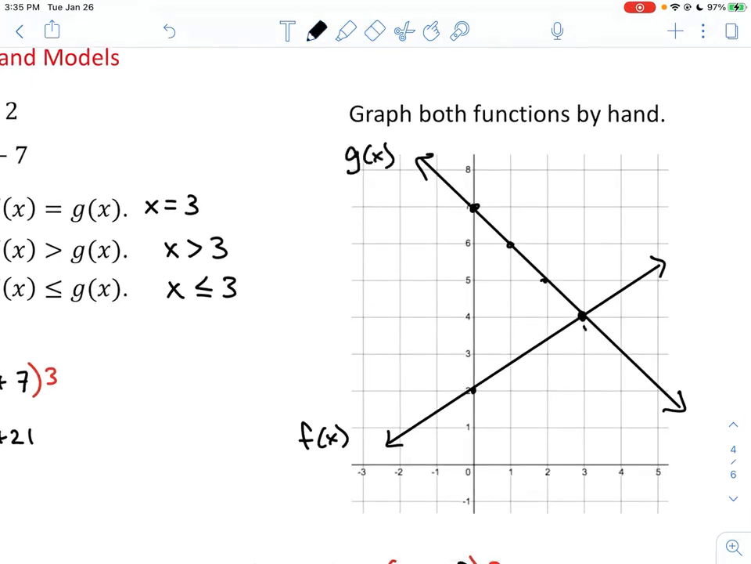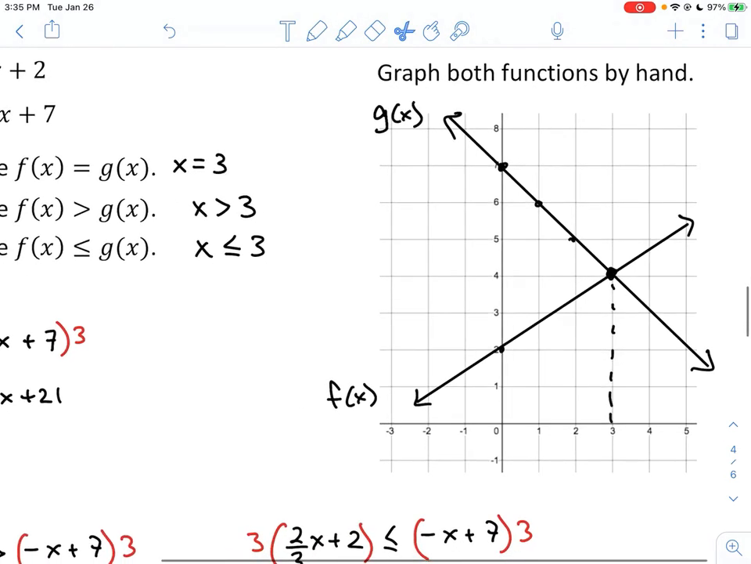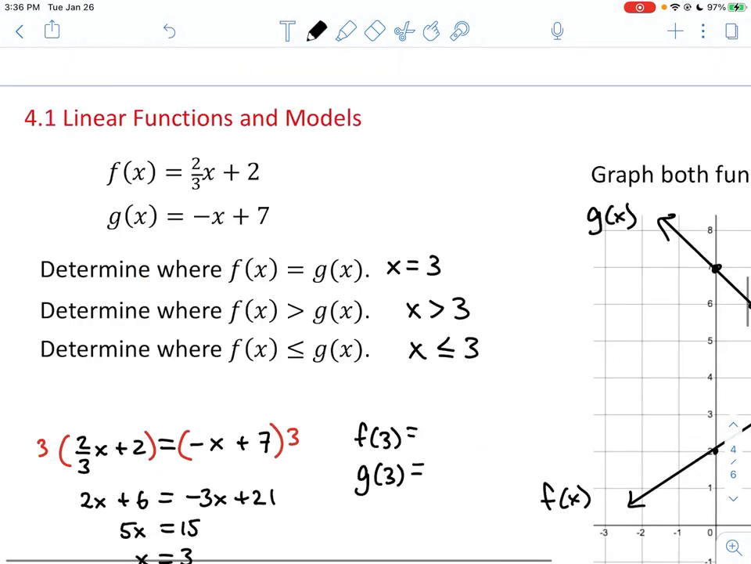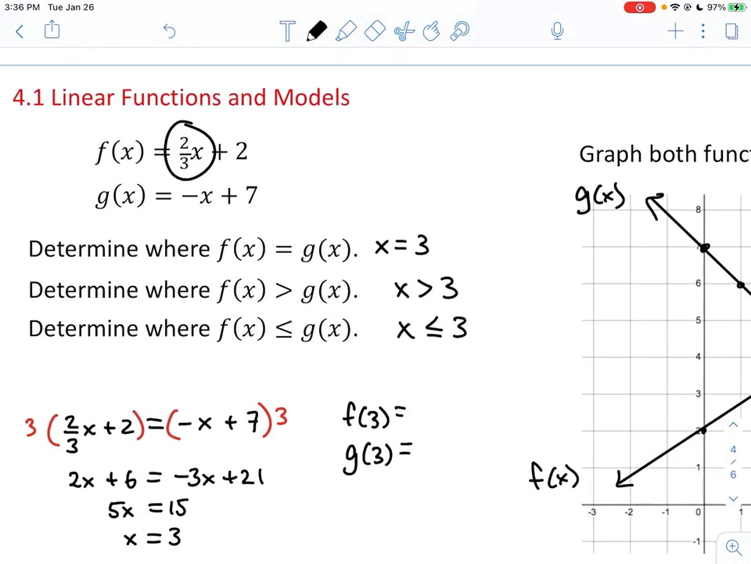Notice that they cross at the x-coordinate of 3, which is what we found here. The two functions are equal to each other when x is 3. You might then want to know, well, what's the y-coordinate where they intersect? Once you know that they cross at x equals 3, you can find f of 3 or g of 3, it doesn't matter, and you should get the same y-coordinate. Plug 3 in here. 2/3 of 3 is 2, and add 2, you get 4. Plug 3 in there instead. Negative 3 plus 7 is also 4.